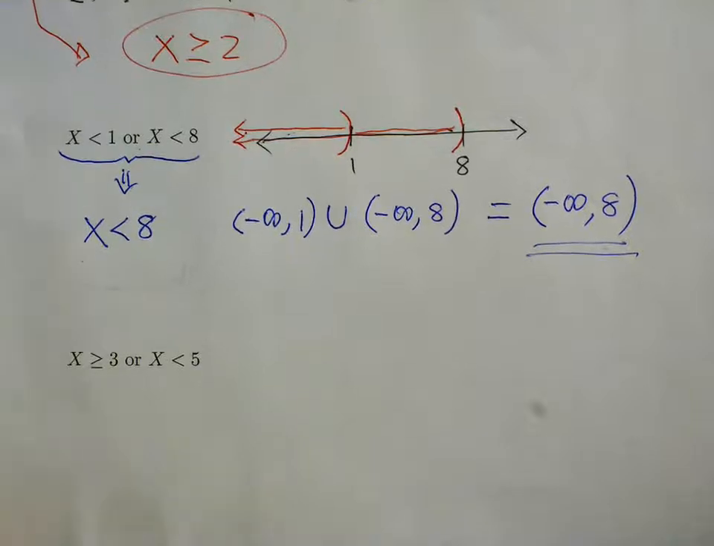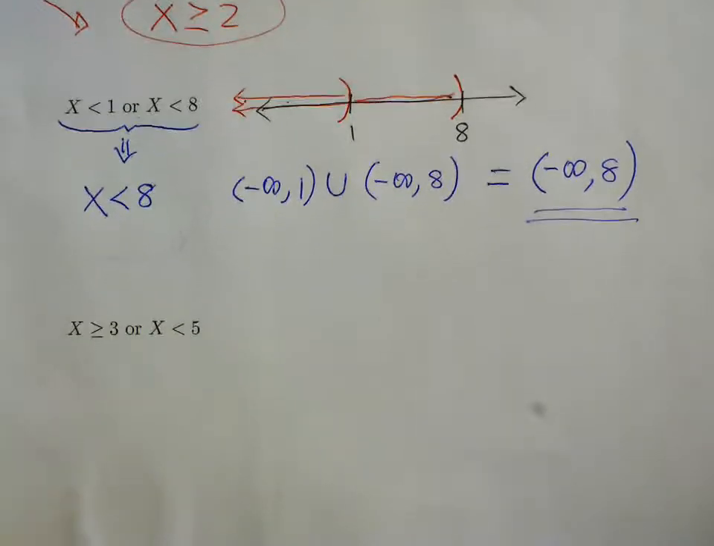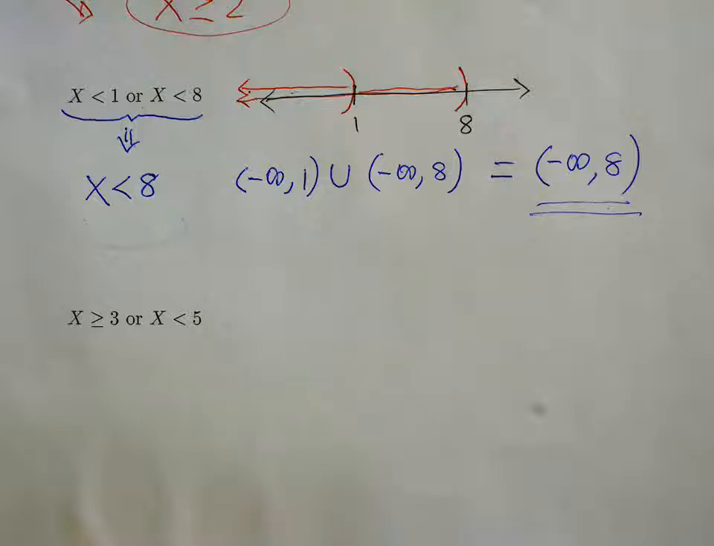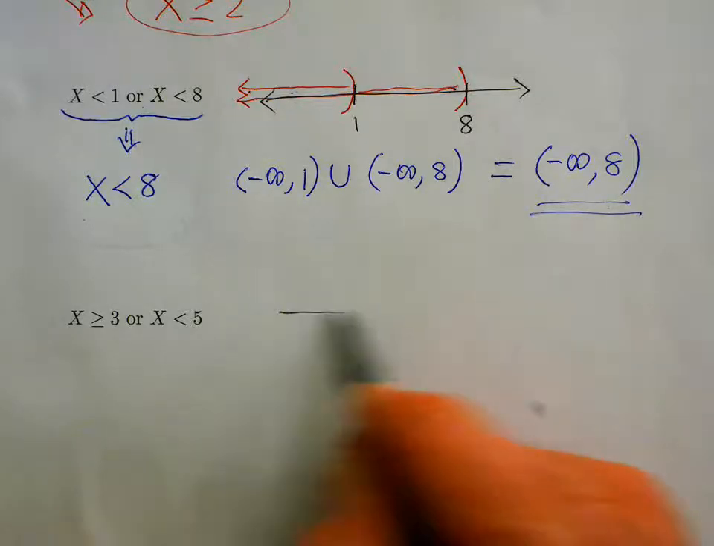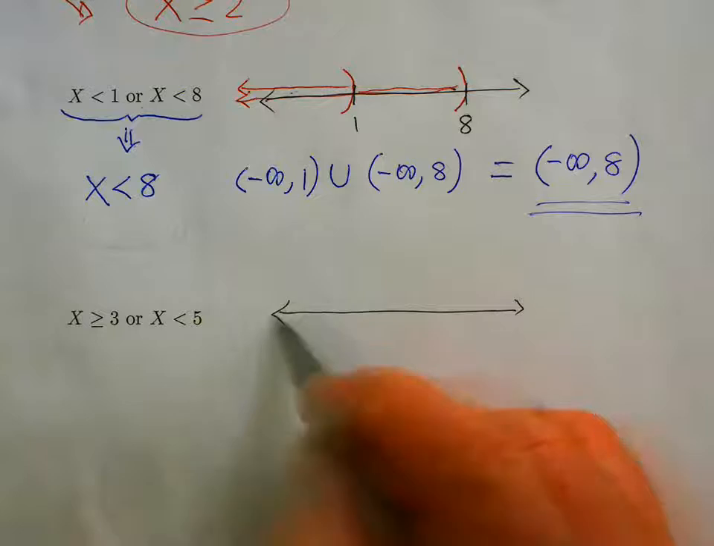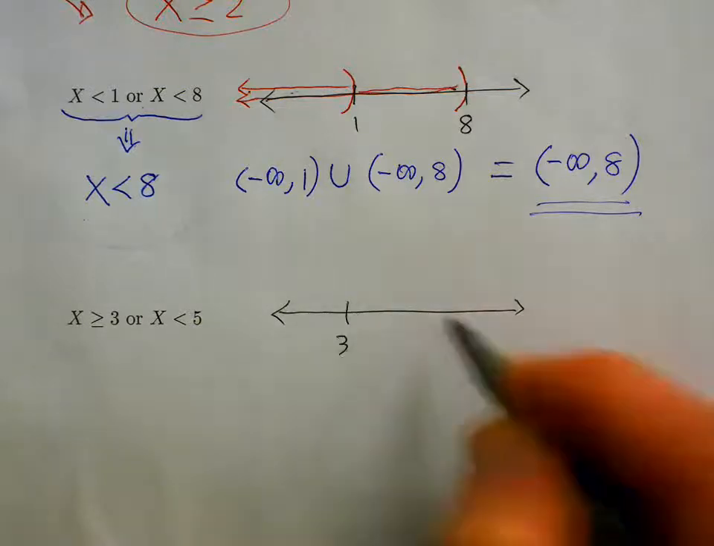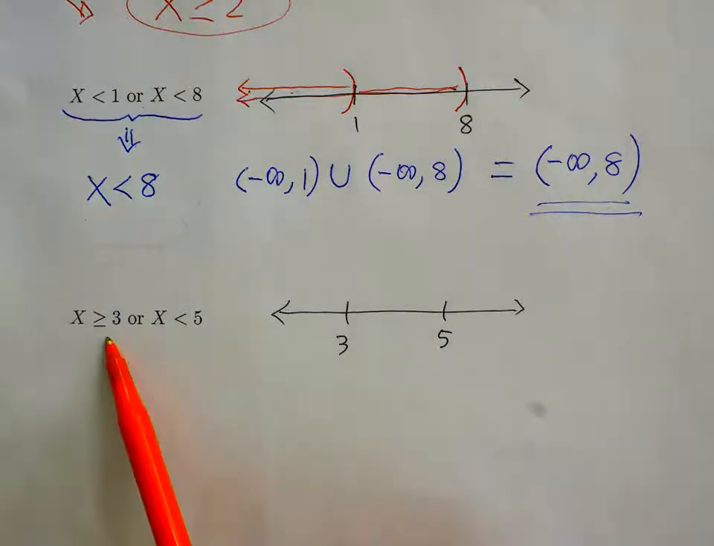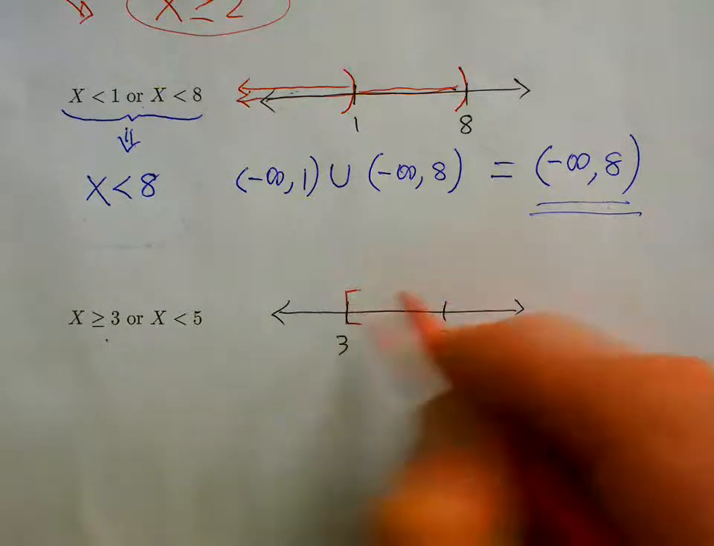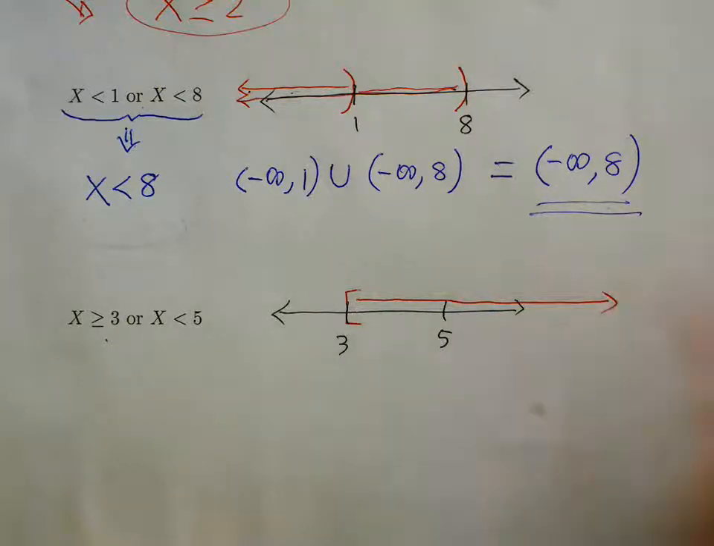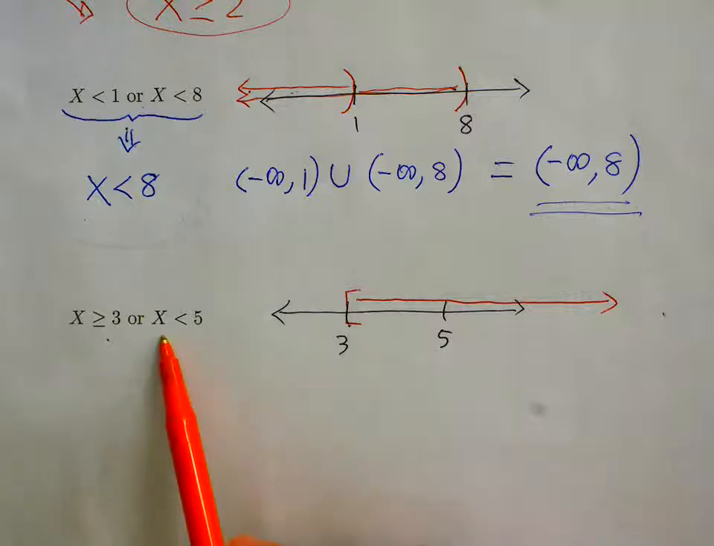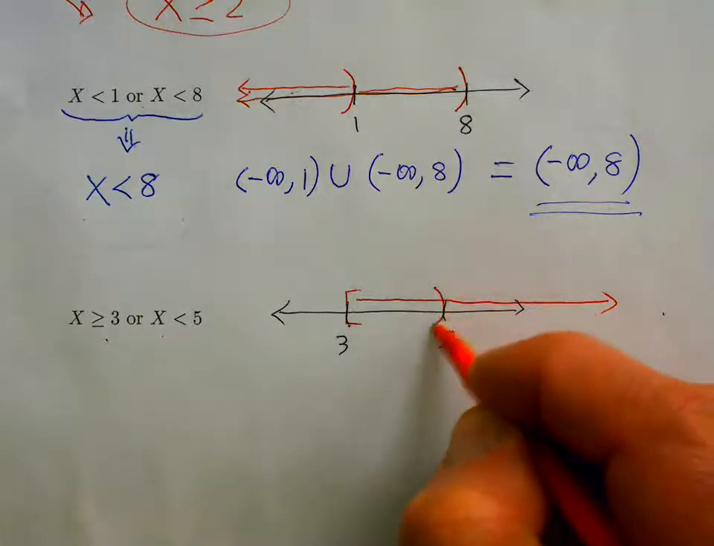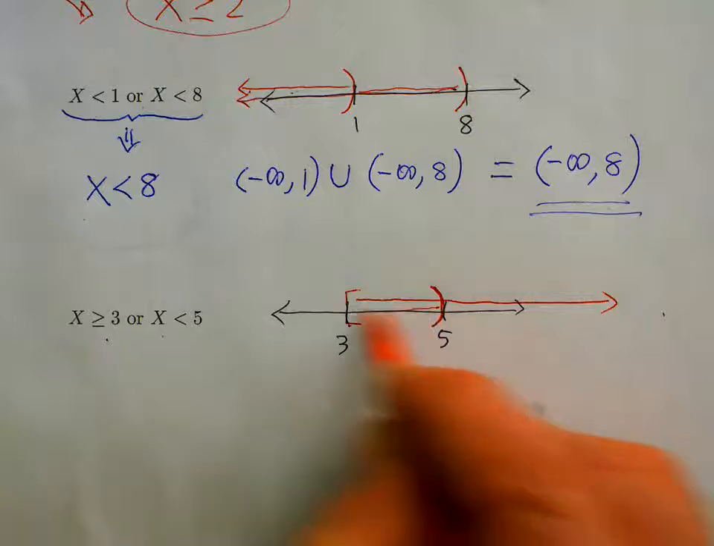Okay, another one, x is greater than or equal to 3, or x is less than 5. Okay, let's plot the numbers 3 and 5. First of all, x is greater than or equal to 3. We have a bracket at 3 and we shade to the right. So this is from 3 to infinity, including 3. X is less than 5, parenthesis at 5 and shade to the left.